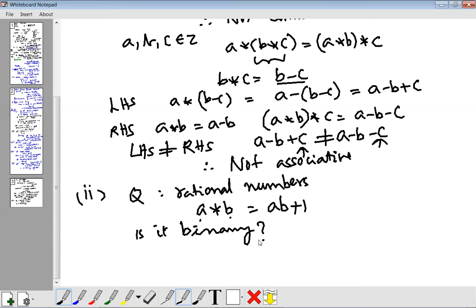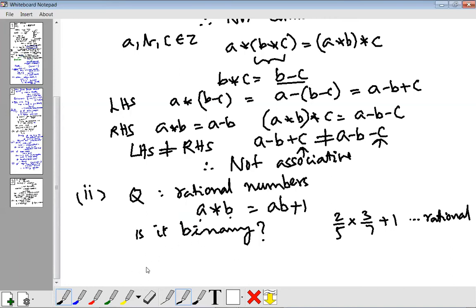So should I answer this? Yes, you should answer. It is binary. Why do you think so? Okay, I could not hear, maybe an internet problem. Because if you consider any rational number like 2 by 5 multiplied by another, say 3 by 7, plus 1, you still get a rational number. Okay, that's why it's binary.